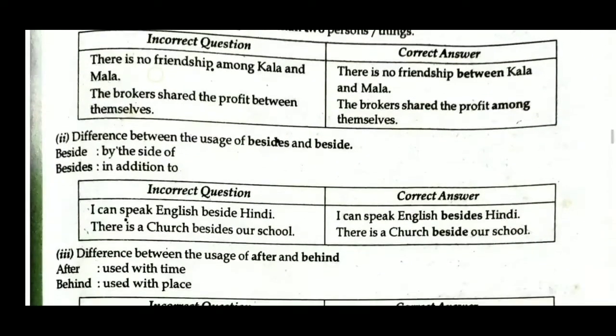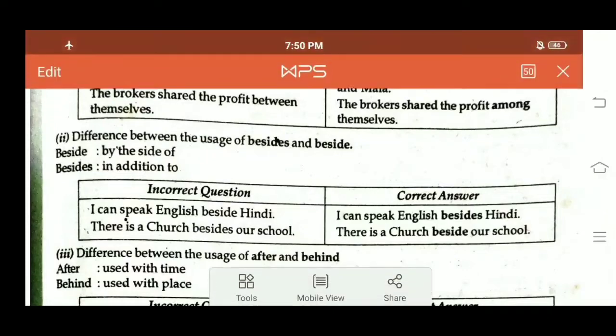Difference between the usage of besides and beside. Beside means by the side of. Besides means in addition to. It is easy to remember because whenever you have that S at the end, sides, it is more than one, in addition to. Remember like that.